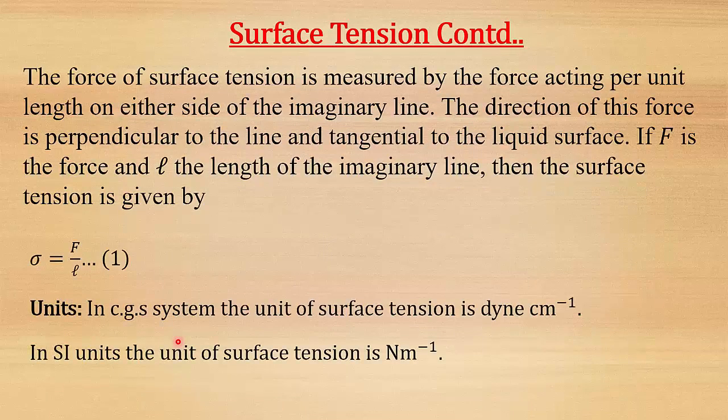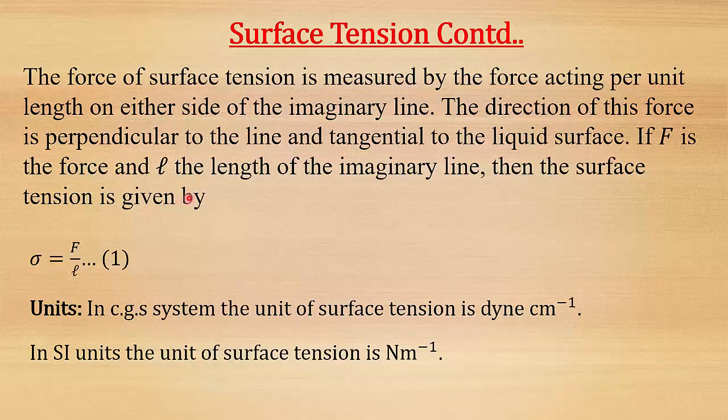Then what is surface tension? The force of surface tension is measured by force acting per unit length on either side of an imaginary line. This is force per unit length. Force per unit length is called surface tension. The direction of this force is always perpendicular to the line and tangential to the liquid surface. It is always perpendicular to this imaginary line, and tangential to the liquid surface.